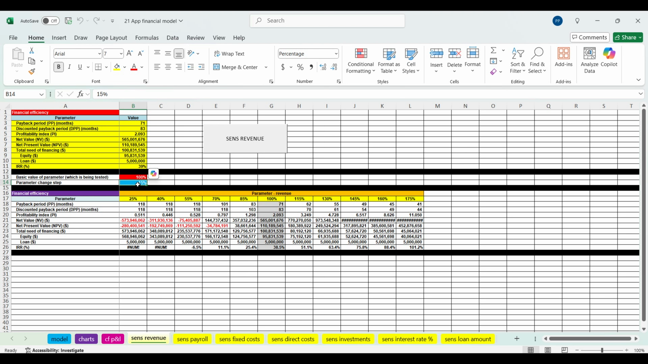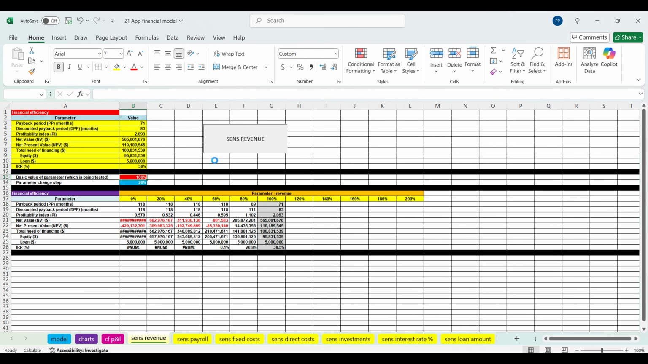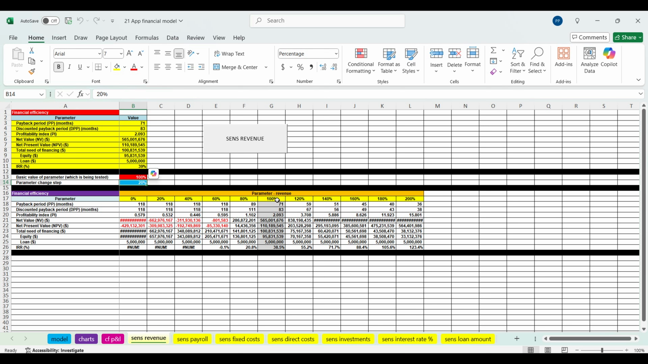What you can do, for example, you can adjust the step, press the button again, and see how this affects financial efficiency. The same story goes with the payroll, fixed costs, direct costs, sensitivity, investment plan expenses, interest rate, and loan amount of loan that you will need to start your business in this or that scenario.